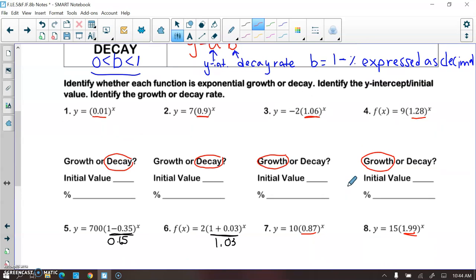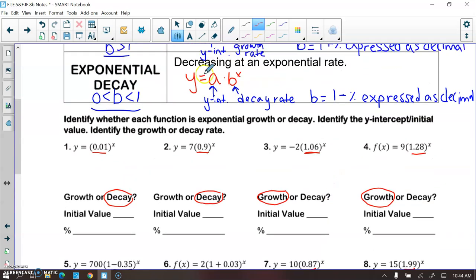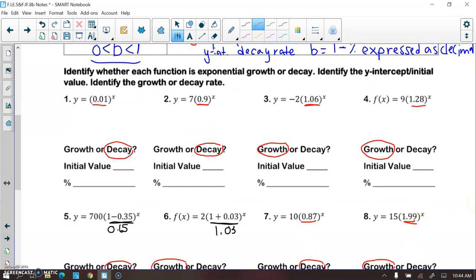Now we're going to be determining the initial value, which is your a value, the number that's being multiplied by your b to the x power. For number 1, this is tricky because there's no number written in front of that 0.01. Now that does not mean that your a value is 0. No, because a 0 times 0.01 would just wipe out that 0.01. Your a value here is 1.